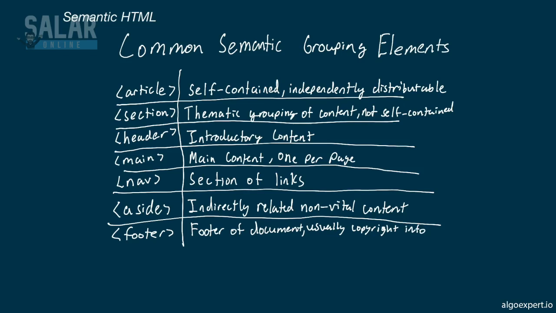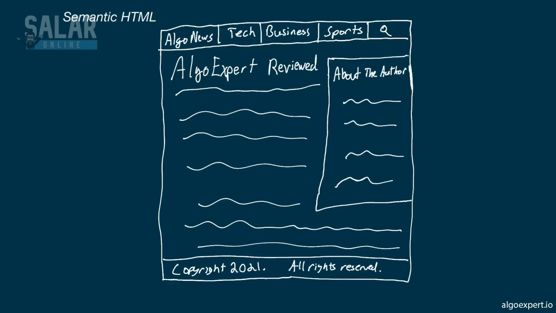Now I think the best way to understand how to use these tags is to mark up some content ourselves. So here we have Algo News, and there's a news article here. And at the top, you can see we have some navigation links as well as the name of the website. We have this about the author section on the right. And then at the bottom, we have some information about copyright.